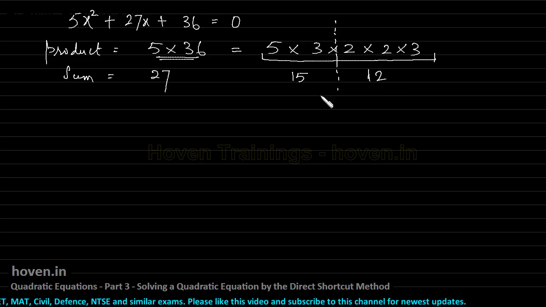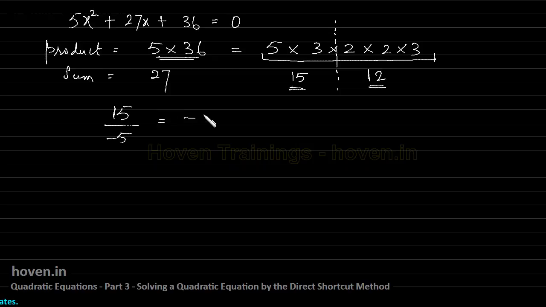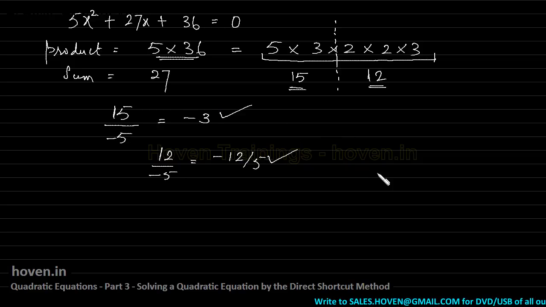2 into 2, 4, 3, 12. So this is 27 ultimately. So my two numbers will be 15 and 12, which multiplied will give me 5 into 36, and which when added will give me 27. So what is the solution? It is minus 15 by 5, which ultimately becomes minus 3. And what about the other one? It is going to be minus 12 by 5. So this is one and this is another.